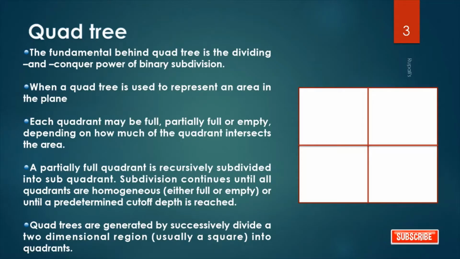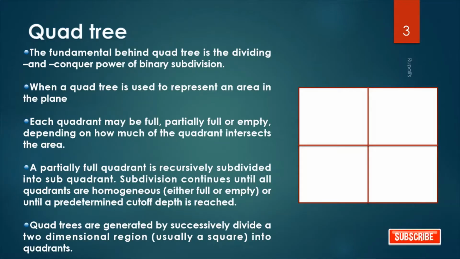That means, if the quadrant is full, then it's okay. If the quadrant is empty, then it's okay. But if the quadrant is partially full, then you have to divide it again and check whether each quadrant is full or empty or not. If you again get any partially full quadrant, then again you have to divide it, and subdivision continues till all quadrants are homogeneous, either full or empty, or till a predetermined cutoff depth is reached.